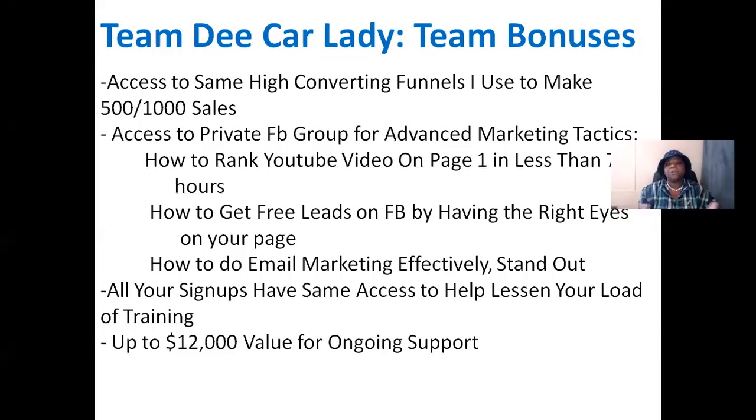All right, for the team bonuses, you're going to have access to the same high converting funnels that I use to make $500 sales, $1,000 sales in my Easy One Up business. And of course, $250 sales, $100 sales, and everything down, right? You're going to get access to a private Facebook group for advanced marketing, training and tactics, things like how to rank a YouTube video on the first page in less than 72 hours. That's huge, especially if you're into YouTube marketing. If you're not, you need to be.